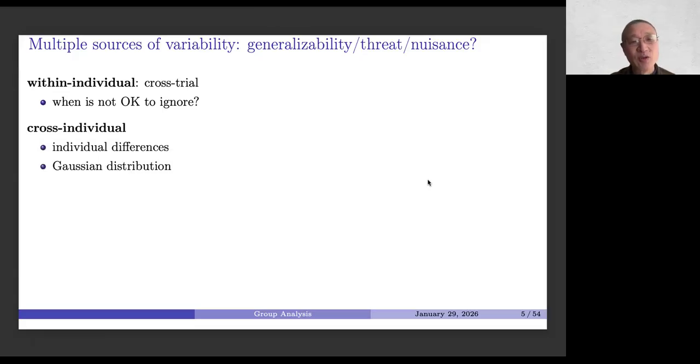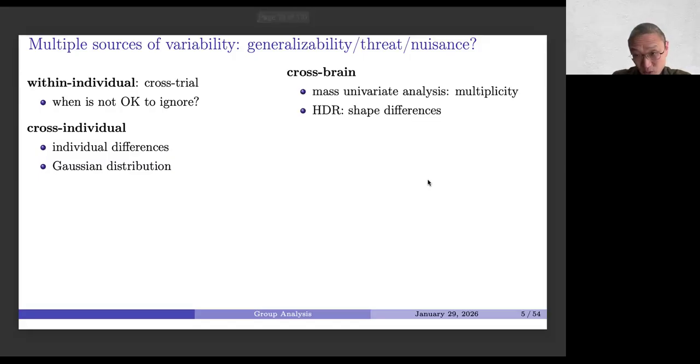Then there's cross-individual variability, right? For the number of participants we include, of course, they are different. Each participant is unique to some extent. They don't respond exactly the same way. So we need to make an assumption. That assumption usually is Gaussian, but sometimes it's not good enough. Sometimes it can be skewed. That may be a problem.